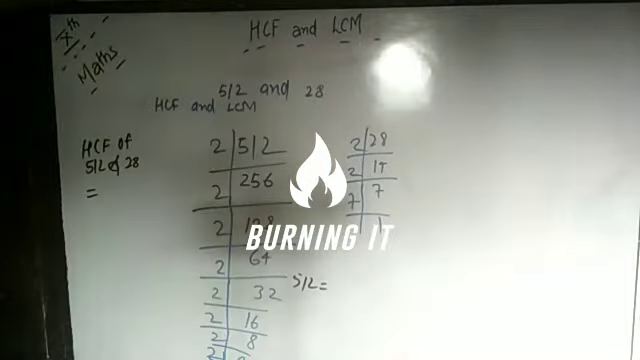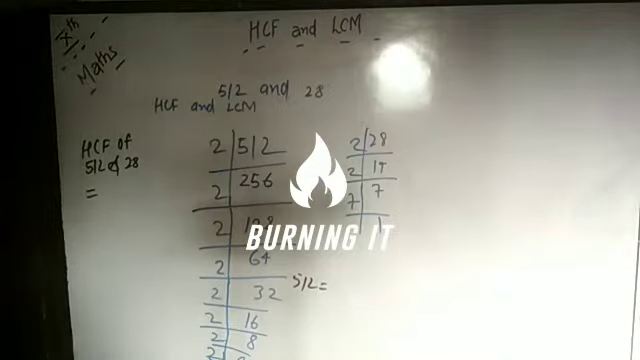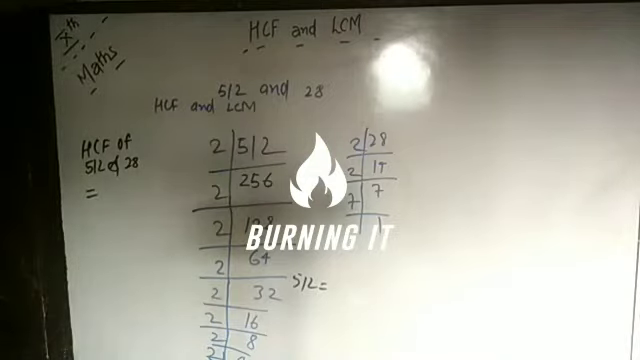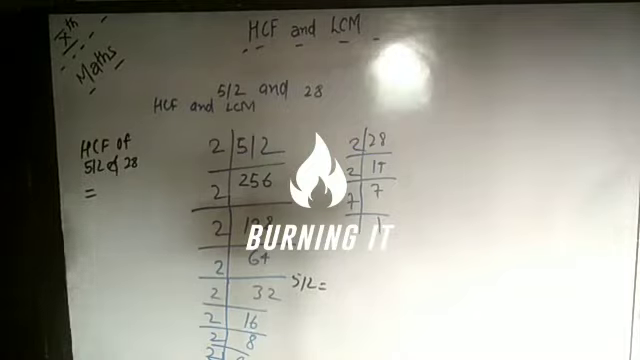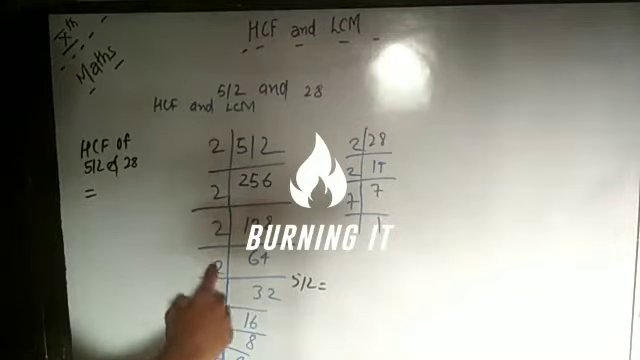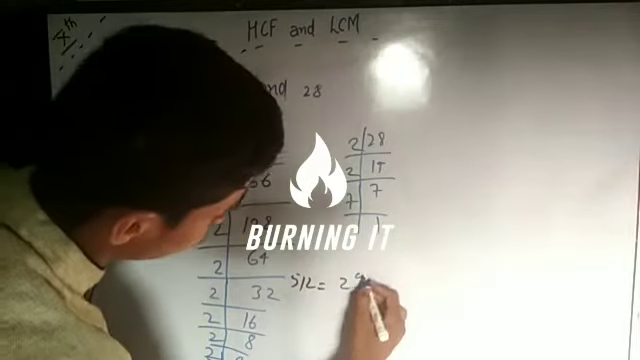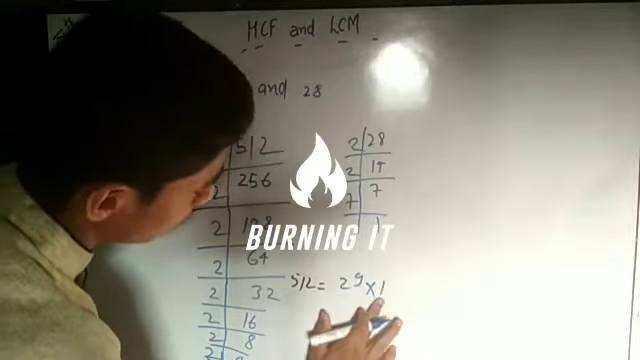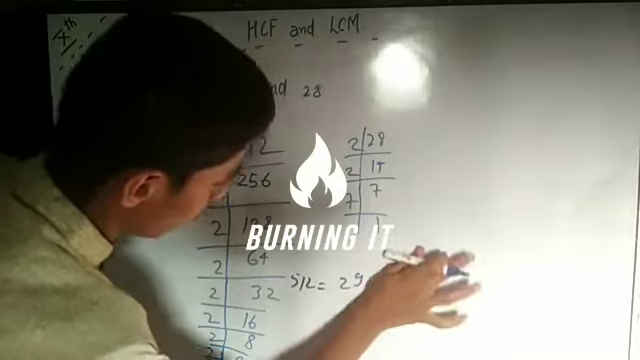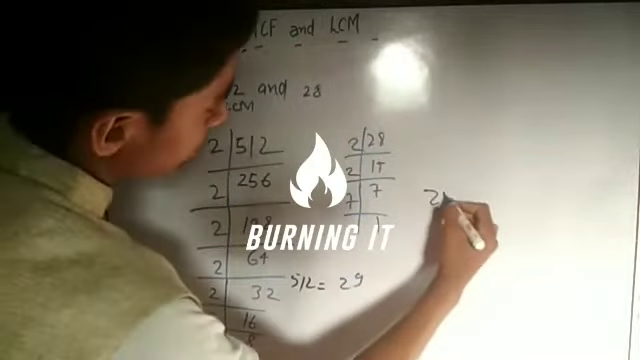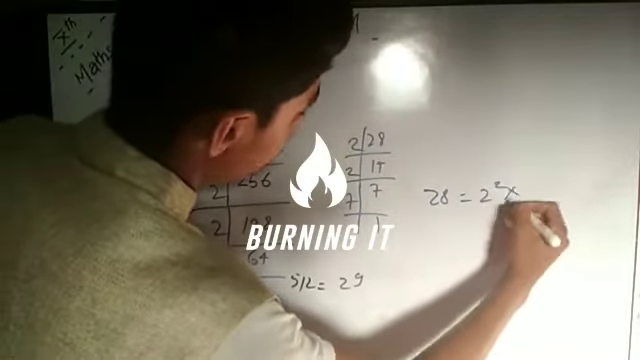Yes. So let's start. As I told you, whenever we have to find the HCF, we have to look for the highest common factor. Now about the power of 2, 1, 2, 3, 4, 5, 6, 7, 8, 9 times. So here we get 2 to the power 9 into 1, and leave it, only 2 to the power 9 is equal to 512. What about 28? 28 is equal to 2 to the power 2 into 7.